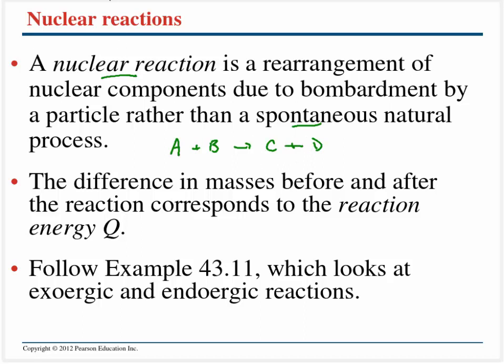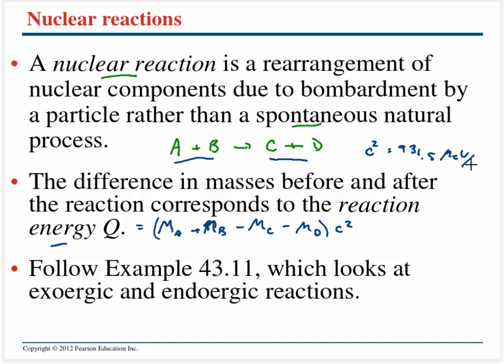Now, essentially, the mass difference for the left side and the right side is going to be any energy that is released or that needs to be put into the reaction. So we talk about this reaction energy Q, and essentially Q is going to be the mass difference. So this can be the mass of A plus the mass of B, and then we're going to subtract the mass of C and the mass of D. And of course, our good friend E equals mc squared, where c squared is still our good friend 931.5 mega electron volts per atomic mass unit.